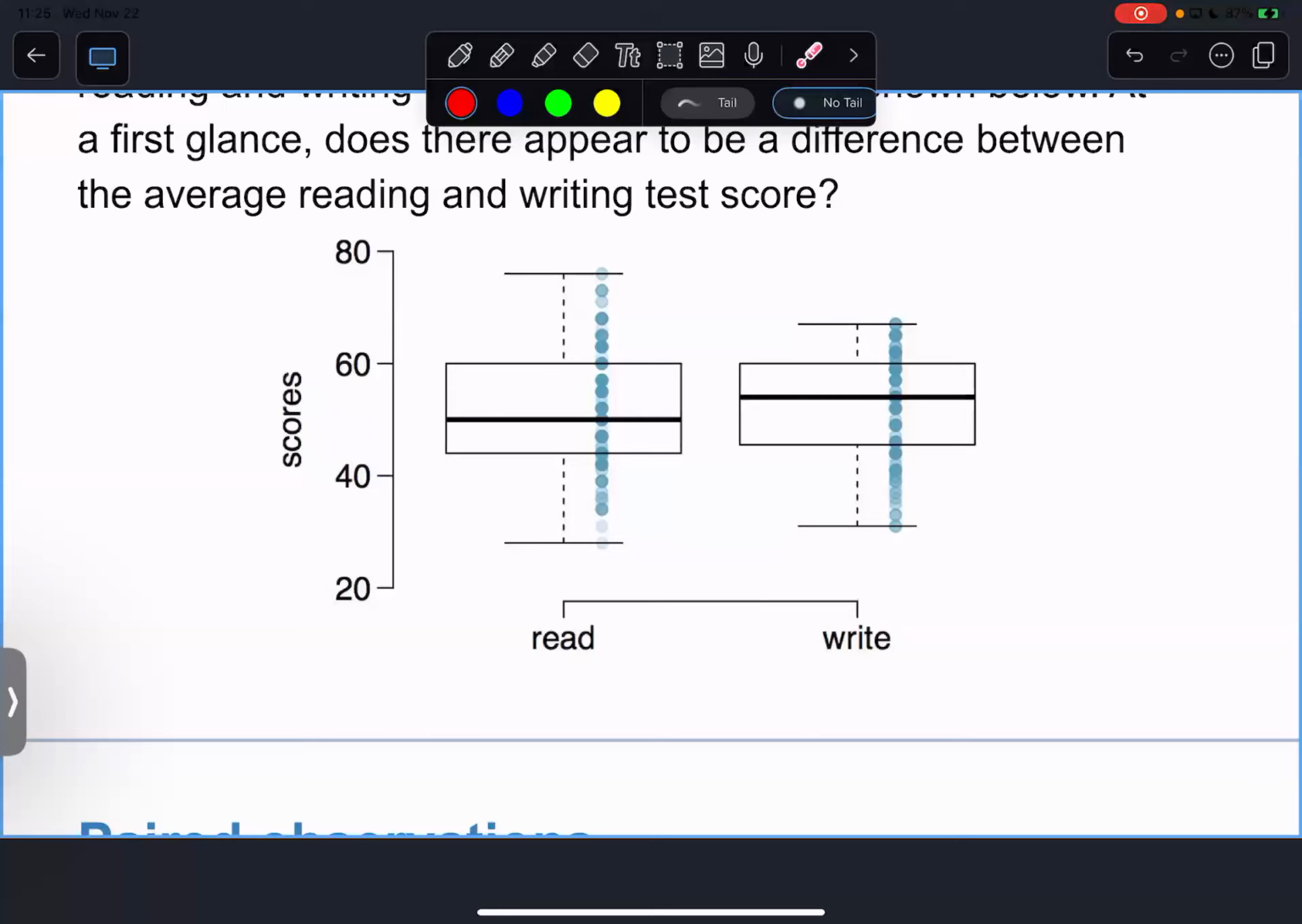When would we say there's a difference? Well, if this was just shifted up, right, or down, or if there was very little overlap, then we would say that there was a difference, or we suspect there's a difference.